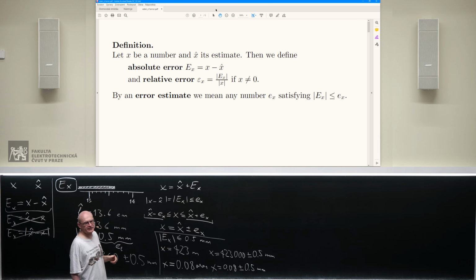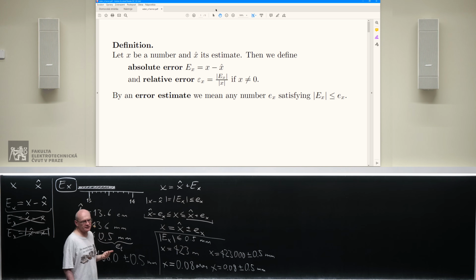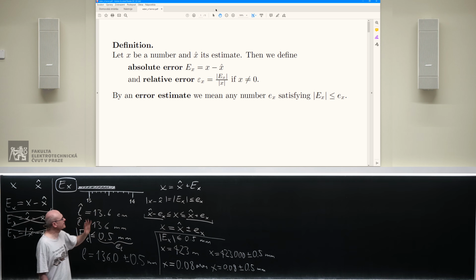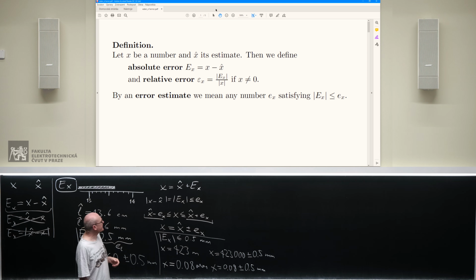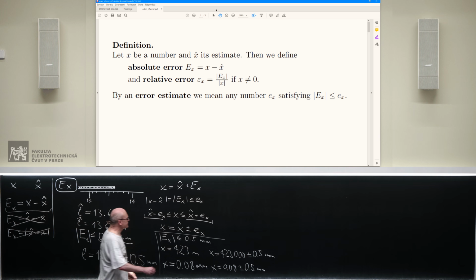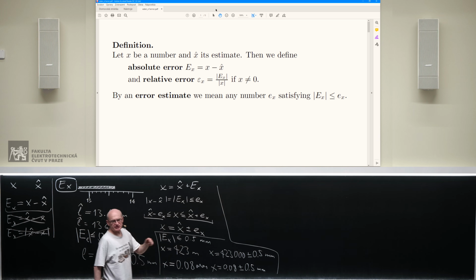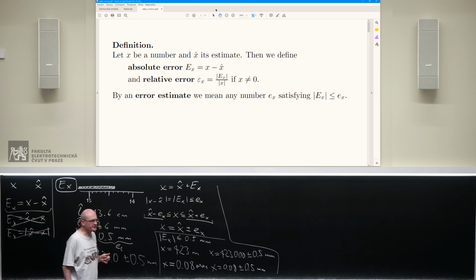It would be also nice to have a notation for some estimate of the relative error, but I'm not aware of any notation which would be, let's say, widely accepted. So I didn't put there anything. We will just say upper estimate, things like that. Okay, now let's have a look at the situation. We will soon see that there are many settings where we actually have information about the relative error. We have upper bound for it.